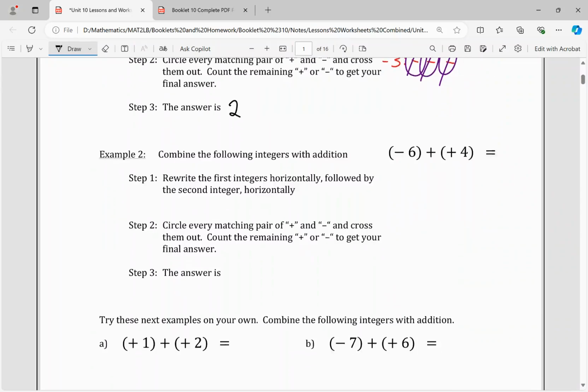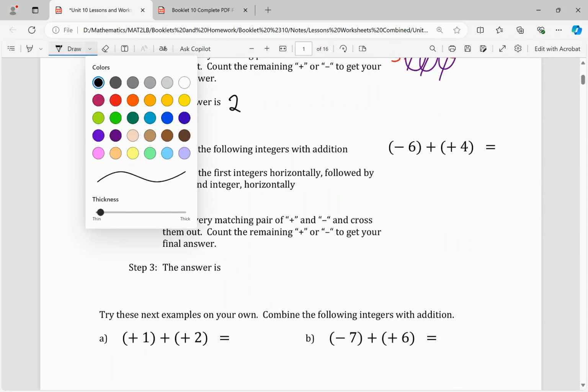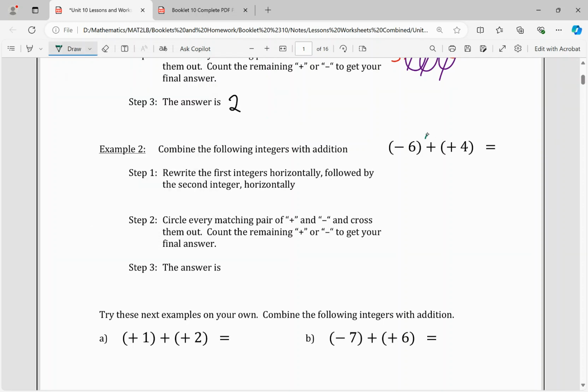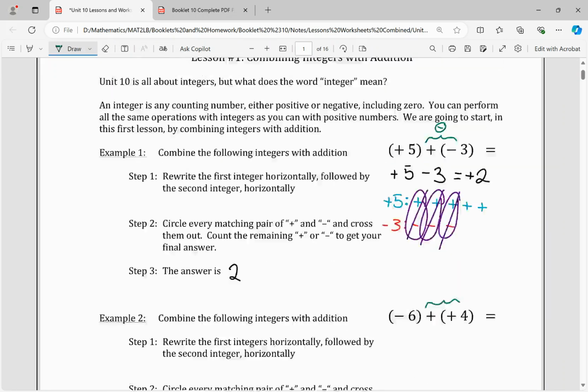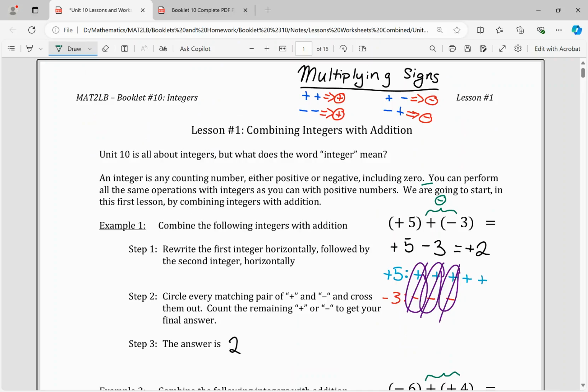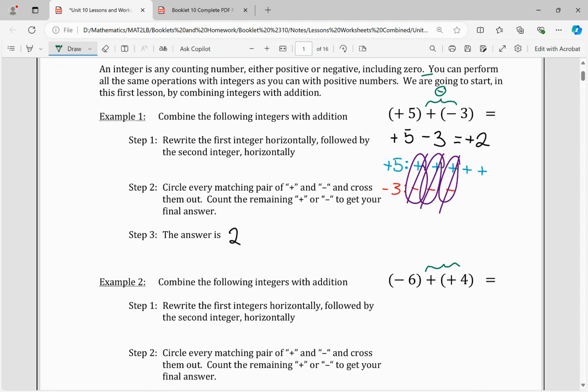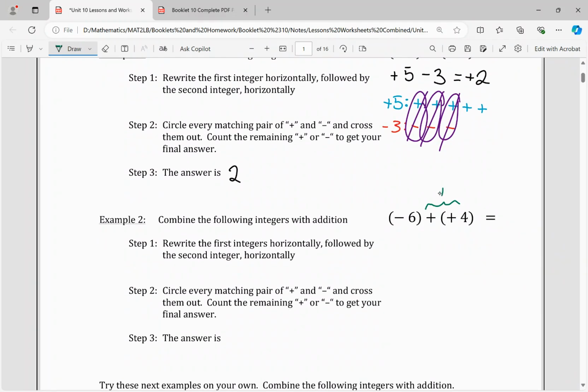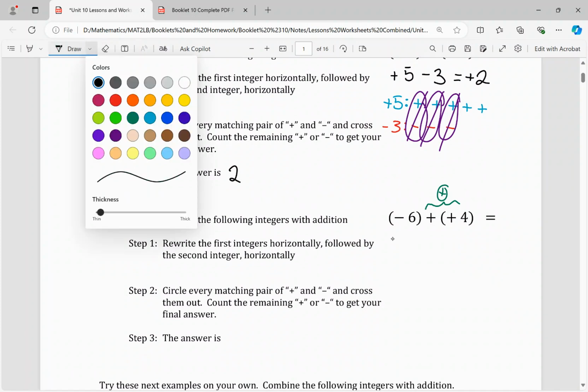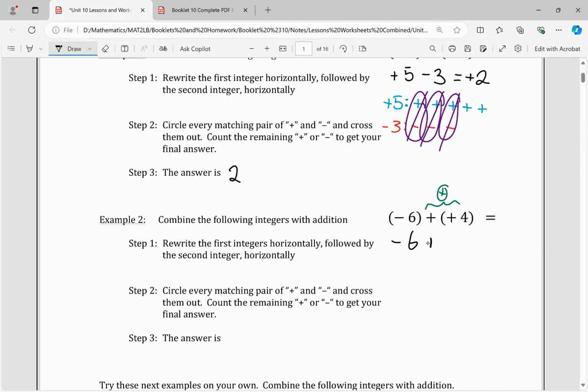Let's take a look at this next example. So this is negative 3 plus positive 4. Remember, our rules from above, 2 positives make a positive, right? They're matching, and that's a good thing. So that is going to become a positive. So I can rewrite this statement as negative 6 plus 4.